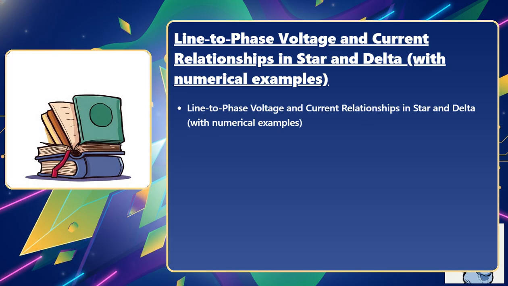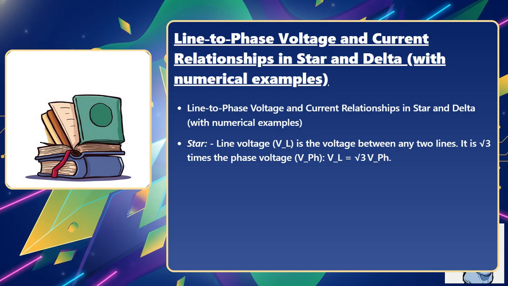Line-to-phase voltage and current relationships in star and delta with numerical examples. Star line voltage V sub L is the voltage between any two lines. It is square root of 3 times the phase voltage V sub PH. V sub L equals square root of 3 times V sub PH. Star line current I sub L equals the phase current I sub PH. I sub L equals I sub PH.